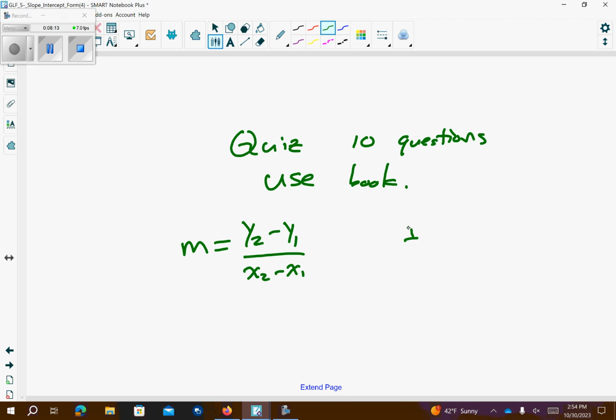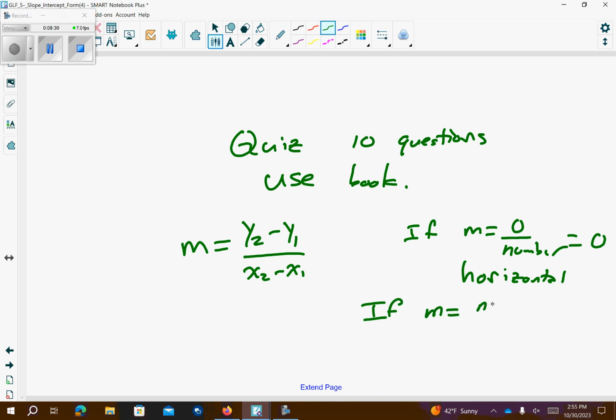So if you get a slope that looks like this, a number over 0, sorry, a 0 on top, this is equal to 0, which is a horizontal line. So you might want to have these notes written down. If you get a number on top and a 0 on bottom, this is an undefined slope, which is a vertical line.